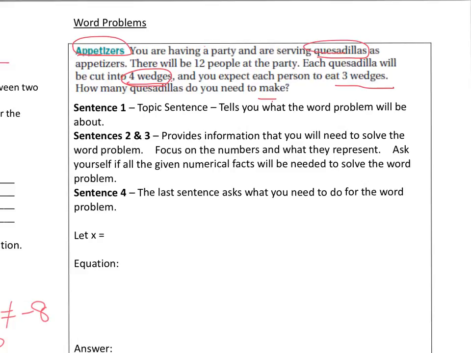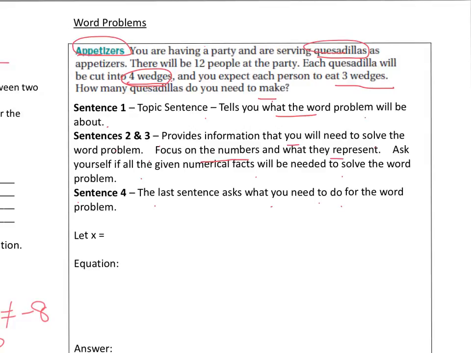So in solving a word problem, we can break this down. Sentence 1 is the topic sentence. It tells you what the word problem will be about. Sentences 2 and 3 provide information that you will need to solve the word problem. Focus on the numbers and what they represent. Ask yourself if all the given numerical facts will be needed to solve the word problem. The last sentence, sentence 4, asks you what you need to do for the word problem.